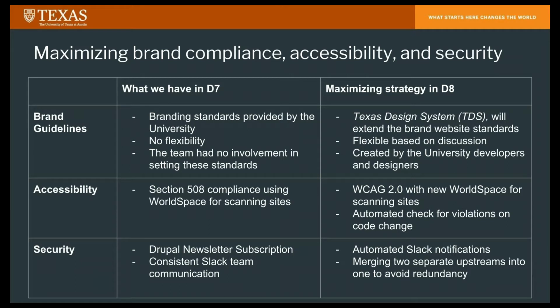For accessibility, what we currently have in Drupal 7, we are following Section 508 compliance, and we use WorldSpace for scanning our sites. And for Drupal 8, we're going to try to integrate WCAG 2.0, and we're still going to be using WorldSpace, but there's going to be some new tools that, as far as I understand, we're going to be using. And as part of that effort, we're going to try to get some automated checks for violations whenever we do code changes. We have been looking at different options, and we don't have a final answer to that one yet, but we are definitely looking into it just to have better control.